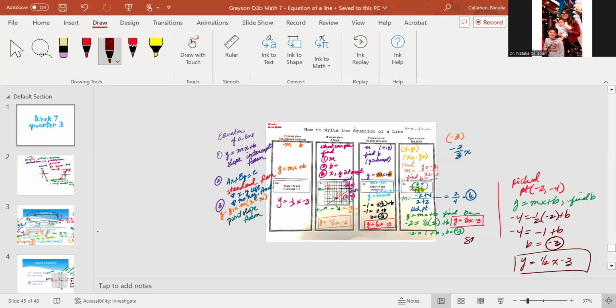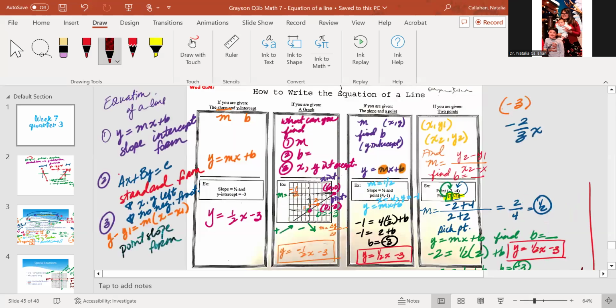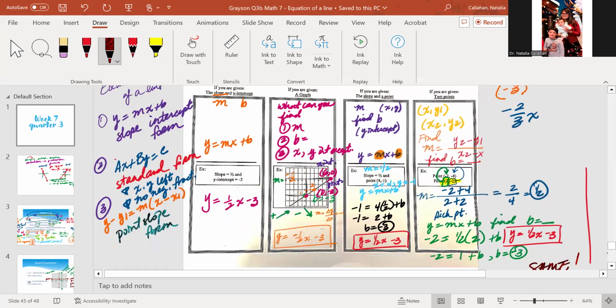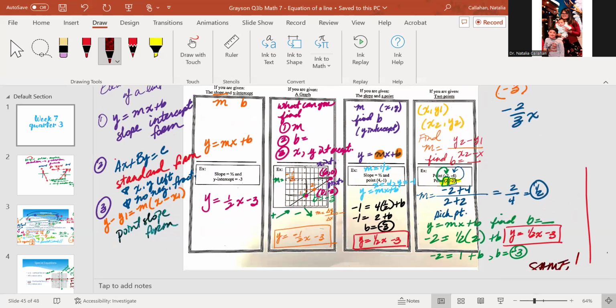And notice this is the same answer. So it's not like, oh, if I pick the wrong point, I'm going to get the wrong answer. Nope, same answer. Okay, so the only thing I need to do is make sure this part and this part is all filled out with the notes that I have. And other than that, you're done.